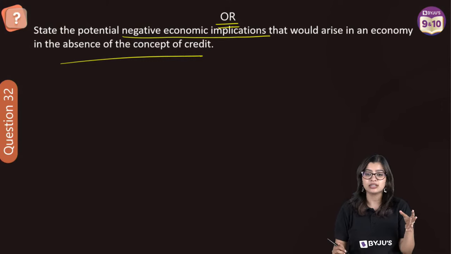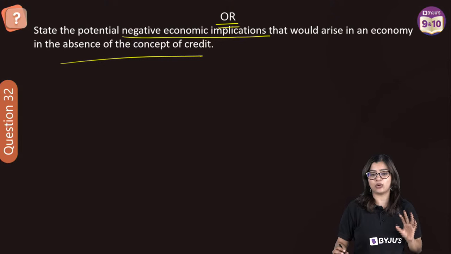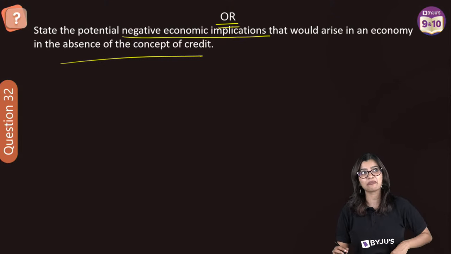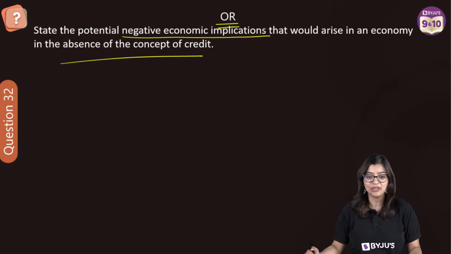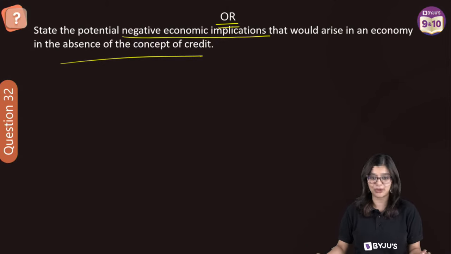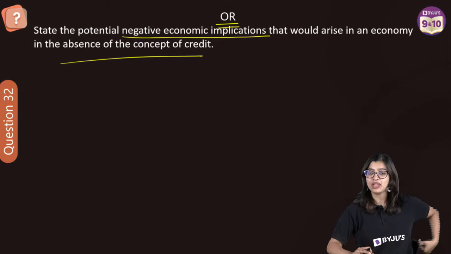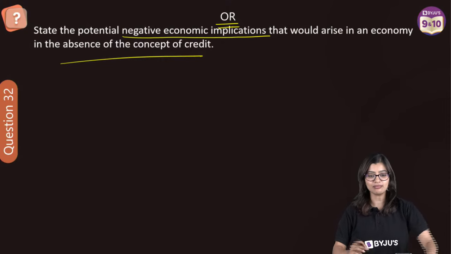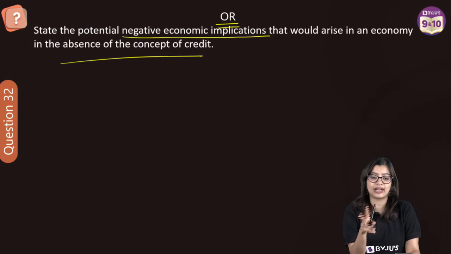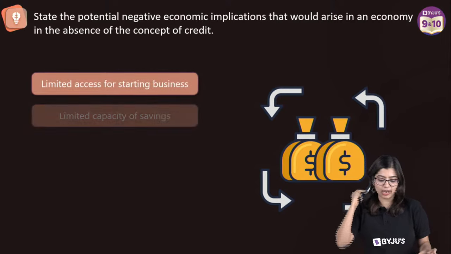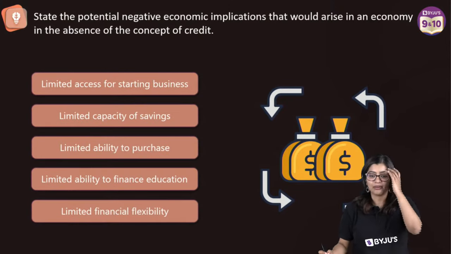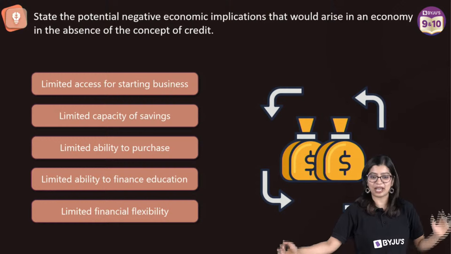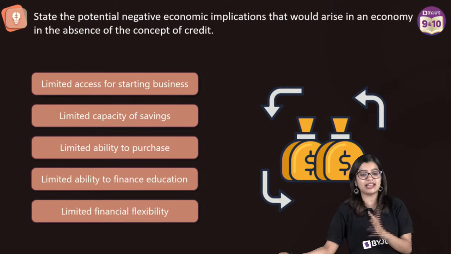Now imagine that the concept of credit doesn't exist. Then what is going to happen? Burglary? Let's think about what a normal man would do, not in a lawless area. If you cannot borrow money, what will happen? It will lead to chaos, but let's restrict our imagination. Love your imagination, but think about it.